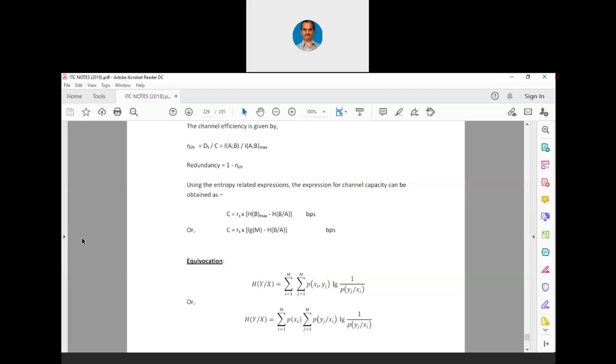So for any given communication channel, the channel capacity should be known in advance, and only knowing the channel capacity, the data rate must be fixed. That is the idea of finding equivocation.